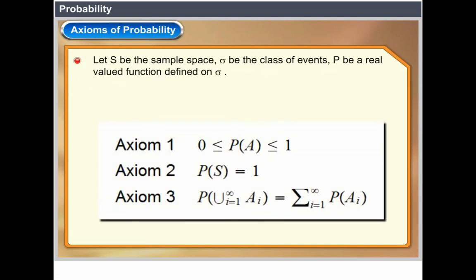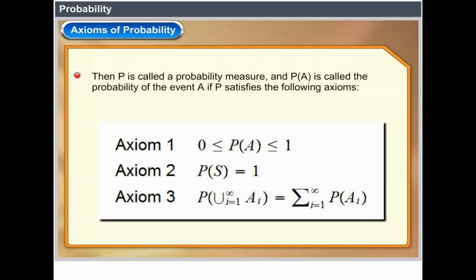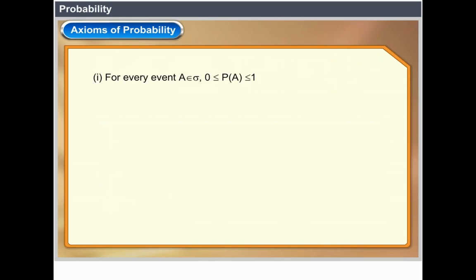Axioms of Probability. Let S be the sample space, sigma be the class of events, P be a real valued function defined on sigma. Then P is called a probability measure and P of A is called the probability of the event A if P satisfies the following axioms. First, for every event A belongs to sigma, 0 is less than or equal to P of A, which is less than or equal to 1. Second, P of S equals 1.